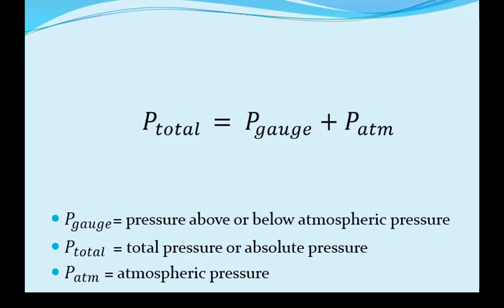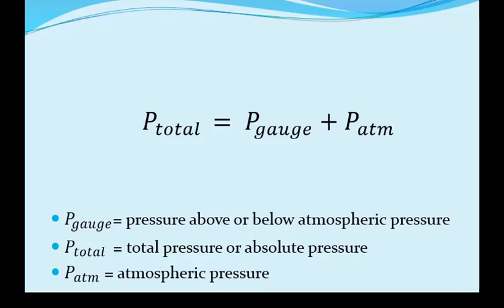So we have here the total pressure equals the gauge pressure plus the atmospheric pressure. Let's have, for example, the pressure inside the tire. If we read the pressure inside the tire, that is the gauge pressure. But if we are going to consider the total amount of pressure, we still have to consider the atmospheric pressure exerted on the tire. Okay, so that's the difference between total pressure, gauge pressure, and atmospheric pressure.